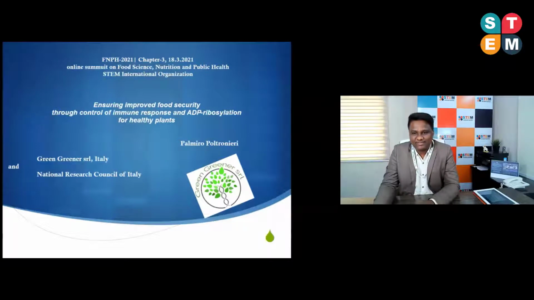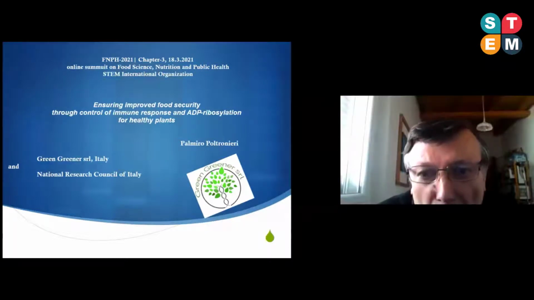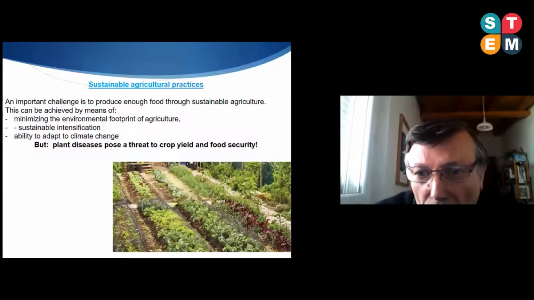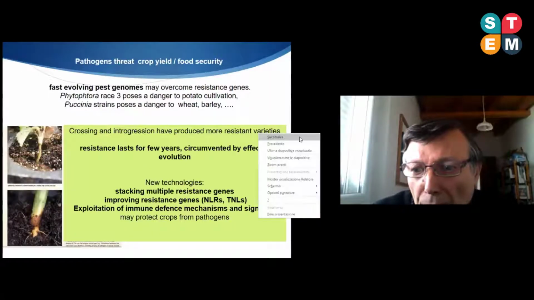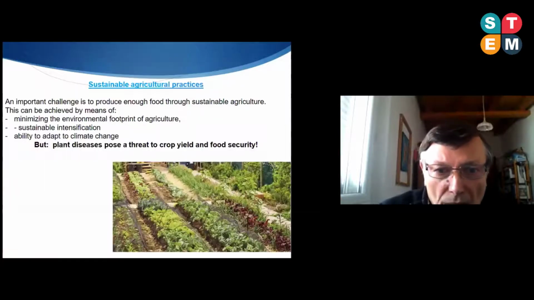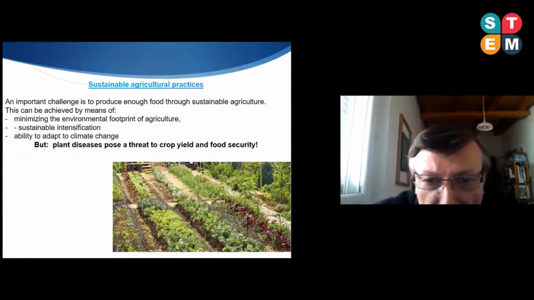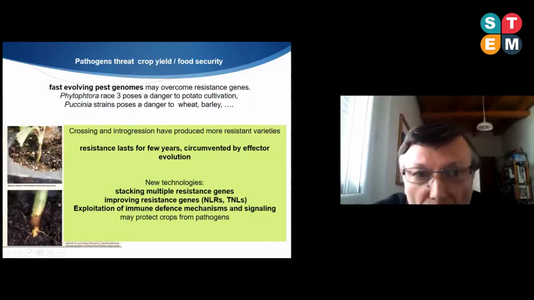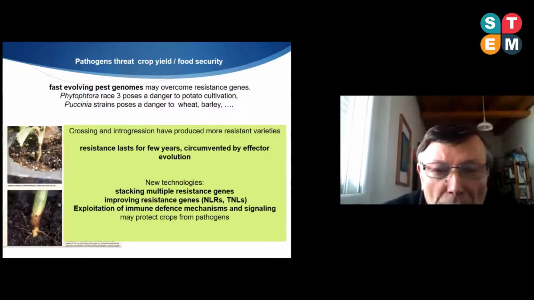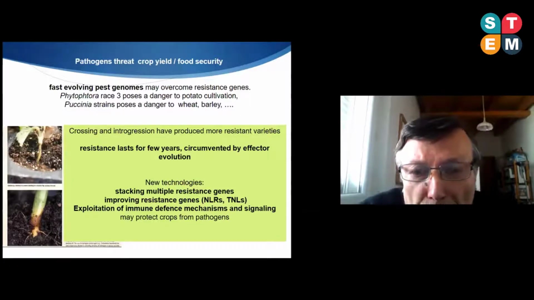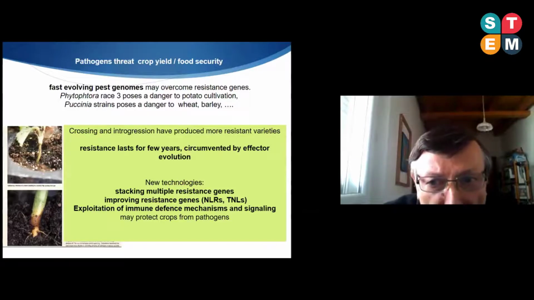Excellent, good to go. The first thing about nutrition is that we need commodities and we need to have available food for all the population. So the main problem in agriculture are plant diseases that threaten crop yield and food security. And pathogens evolve their genomes and produce new effectors which can overcome resistance genes.